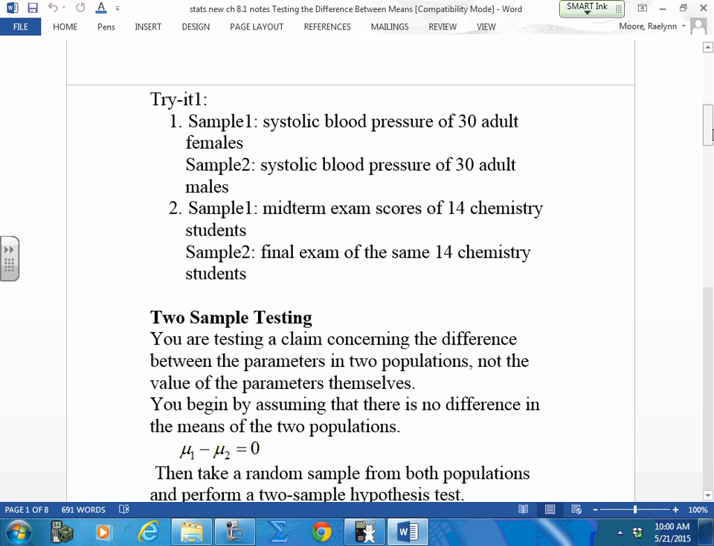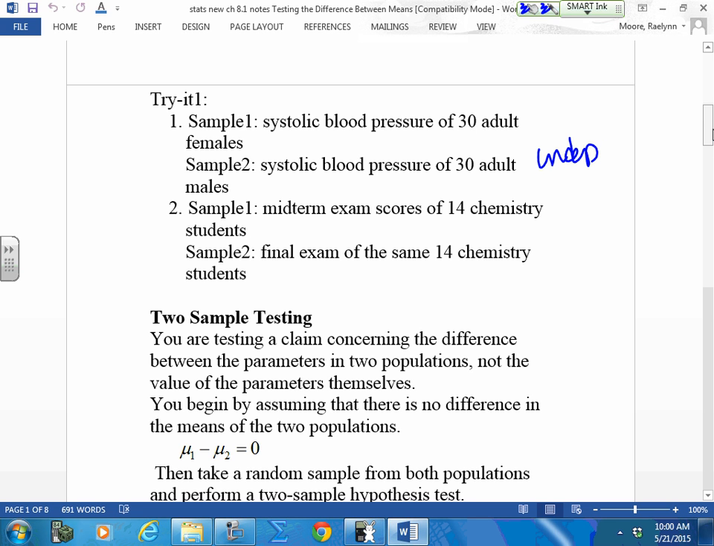Sample 1. Systolic blood pressure of 30 adult females. Sample 2. Systolic blood pressure of 30 adult males. Independent. They're different. They're taken from different groups, right? Not the same group. Same exact number in each, but they're not the same group. Independent.